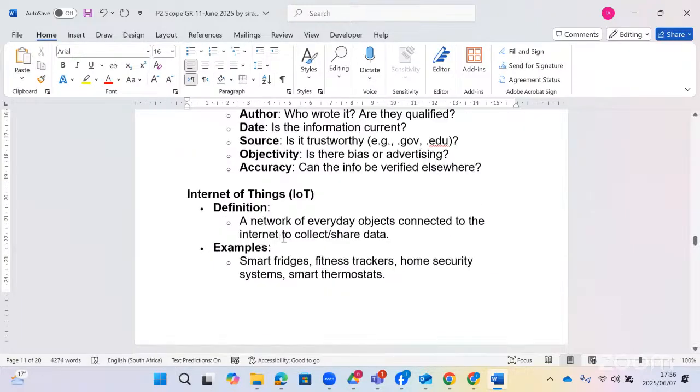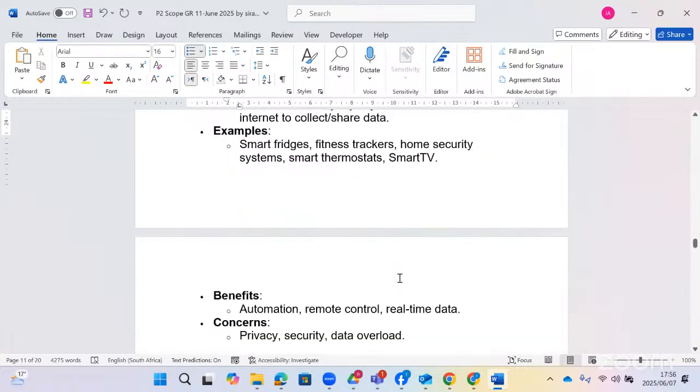Then we move straight to the IoT, which is Internet of Things, whereby different objects are connected to the internet to collect or share data. Examples are smart fridge, fitness trackers, home security system, smart thermostat, and others. Smart TV is also another one. So all these devices are increasingly connected to the internet. We call them the IoT.